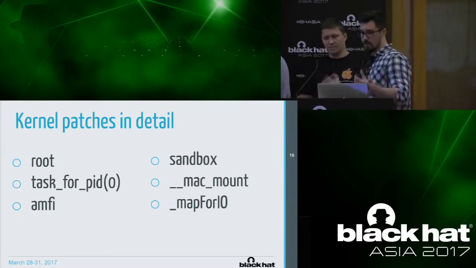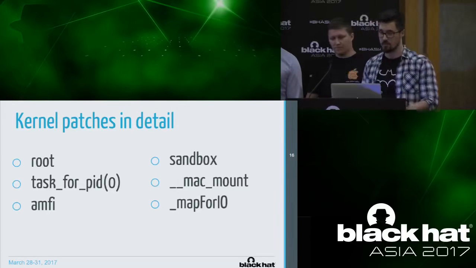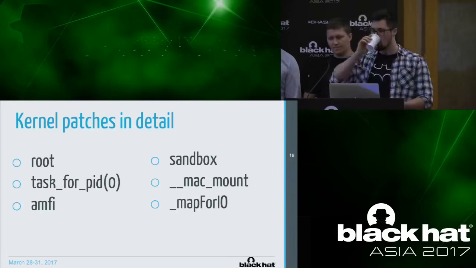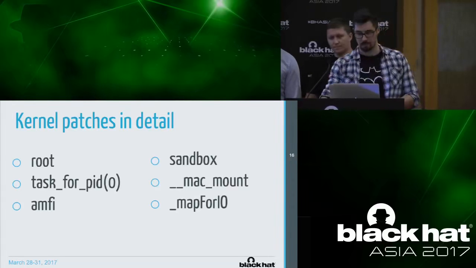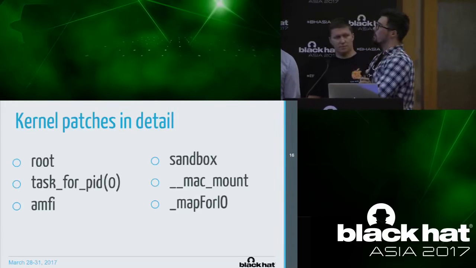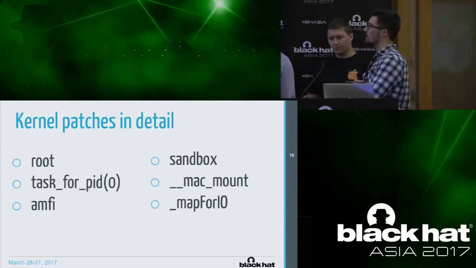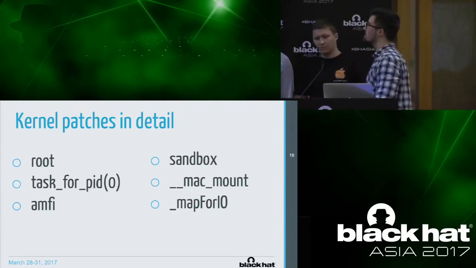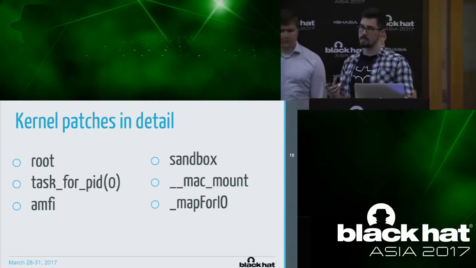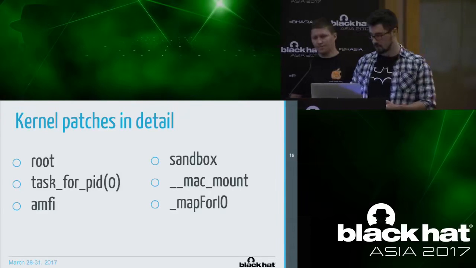So let's assume we have a patch finder. What should we patch in the kernel to get a jailbreak? We need to patch it to easily become root. We need to patch it to easily export the kernel task port, which is task_for_pid 0. We need to disable code signing, AMFI, sandbox, and finally remount the system partition as read-write. I will focus on each of these patches in a little more detail.